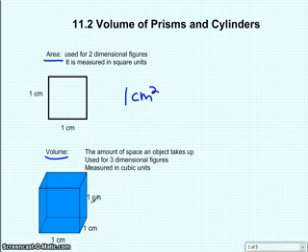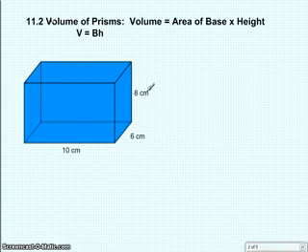So if I was to take the volume of this little cube here, it would be 1 times 1 times 1, which would still be 1, but then it would be in centimeters cubed because it's a 3D figure. So I measure it and I put a little 3 there for cubed. Okay, so let's look at some examples of some 3D figures.